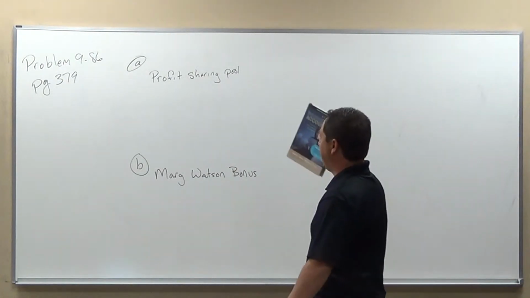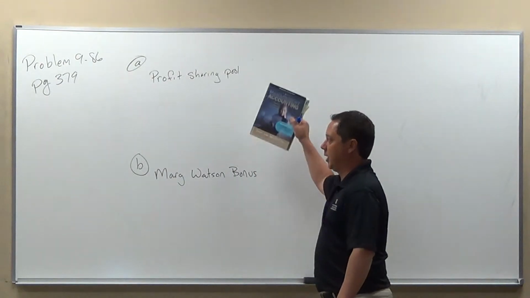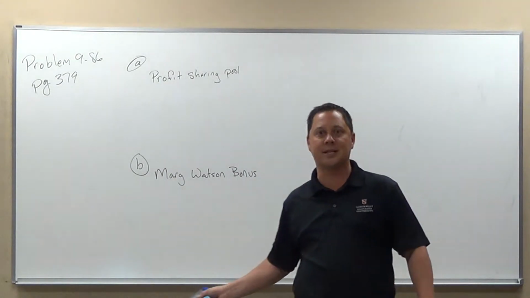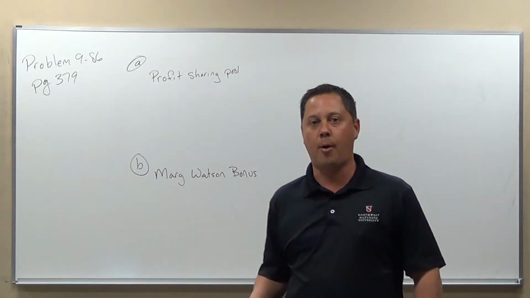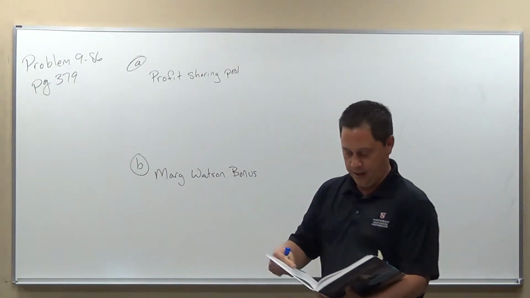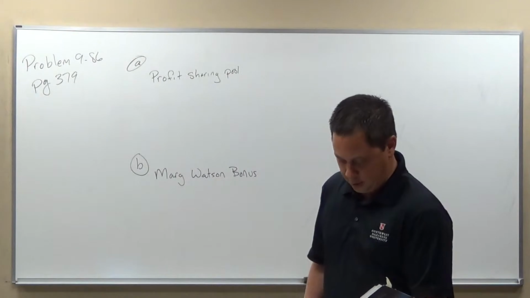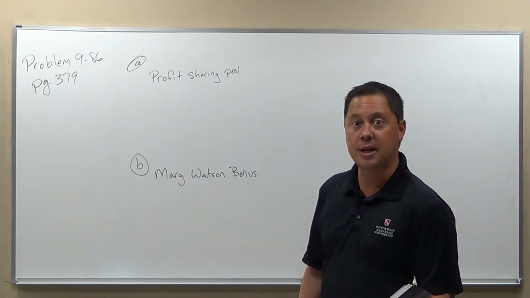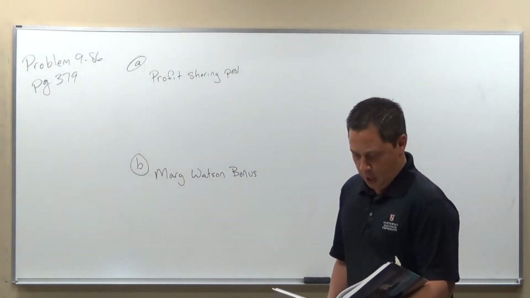As you can see, I've kind of just given an outline of what we'll be covering here. There is a C and a D problem as a part of this, but I'm going to discuss those near the end of the problem. All right, so on page 379, 9-86, profit sharing.